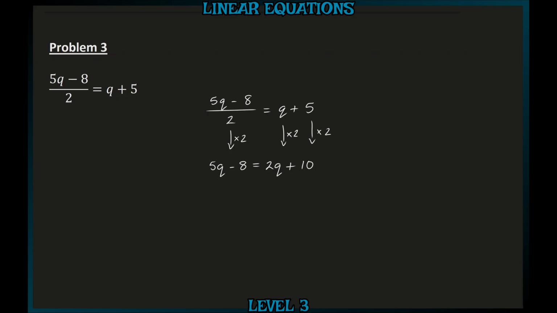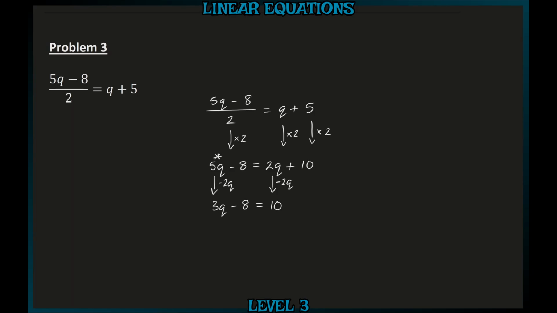Now we want to keep our q's on the side in which we start with the most. So here, we start with more q's on the left. So we're going to keep our q's on the left, which means we need to remove this 2q from the right. And we can do this by subtracting. And we need to also do this on the left. So on the left, 5q - 2q is 3q. We still have a - 8. And on the right, 2q - 2q is 0, so we're just left with 10.